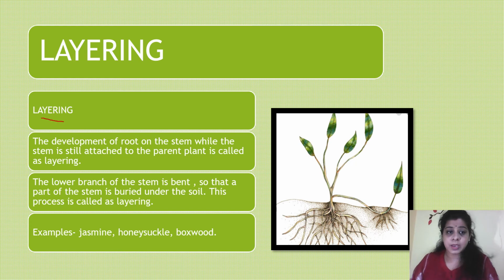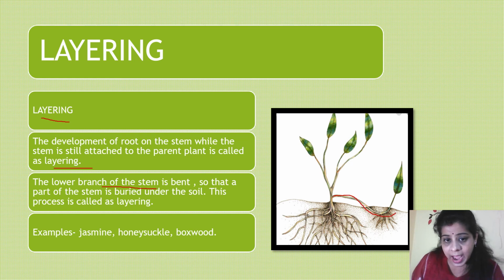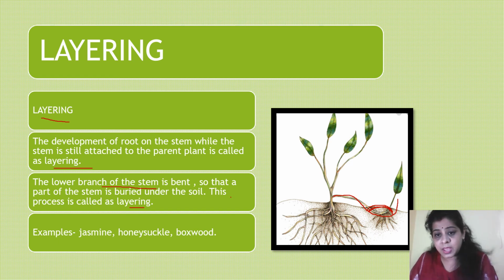Now you see, what happens in layering? The development of roots on the stem while the stem is attached to the parent plant is called layering. See what happened? The lower branch of the stem is bent, like you see in the picture, and so the part of the stem is buried under the soil. This process is called layering. The stem which is attached to the parent plant is bent and buried under the soil.